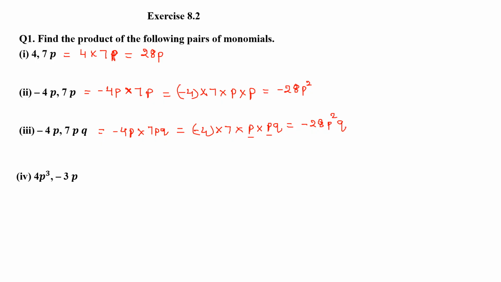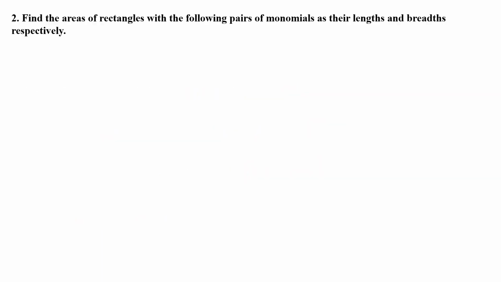Fourth one, 4pq minus 3p. So 4pq multiply with minus 3p. So first multiply the numerical coefficient. So 4 into minus 3 and then multiply with pq into p. So 4 into minus 3 is minus 12. Pq into p is p square q. Now fifth part is 4p multiplied by 0. We know that any number multiplied by 0 is 0 only. So answer will be 0. So this is question number 1.